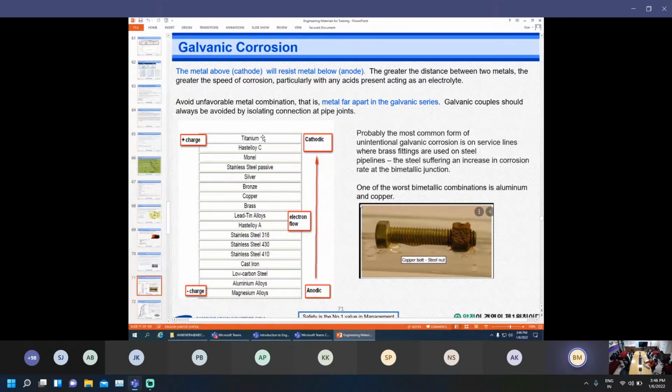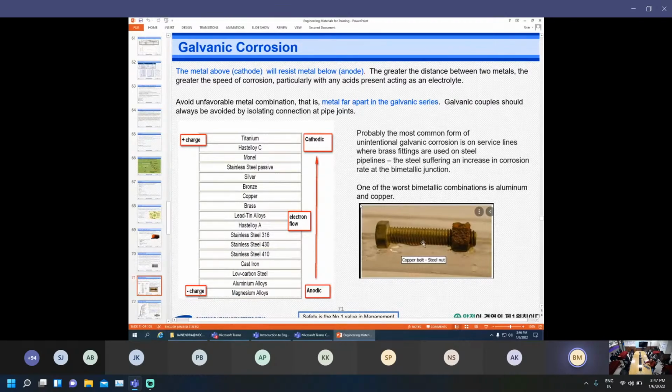So if you are using titanium and carbon steel, there will be electron flow, and the carbon steel will deteriorate, because of the positive and negative charge difference. So we must understand that we should not use two different materials together. Suppose you are using a bolt of one material and a nut of a different material.